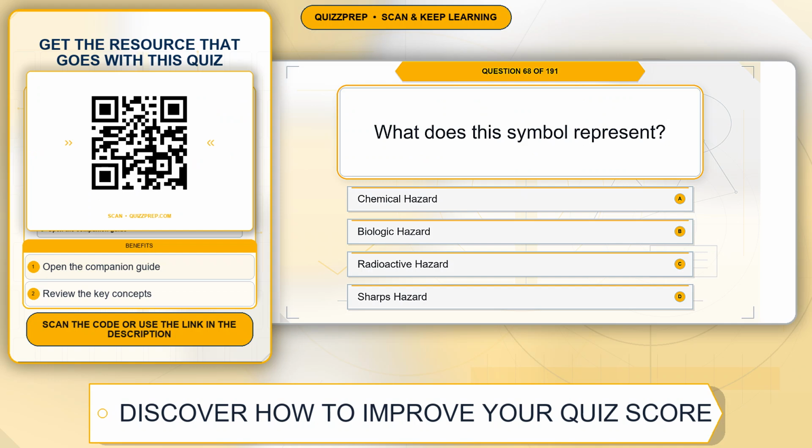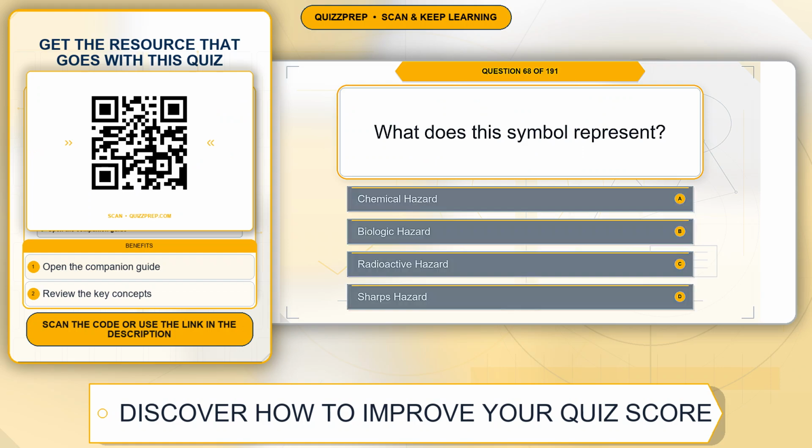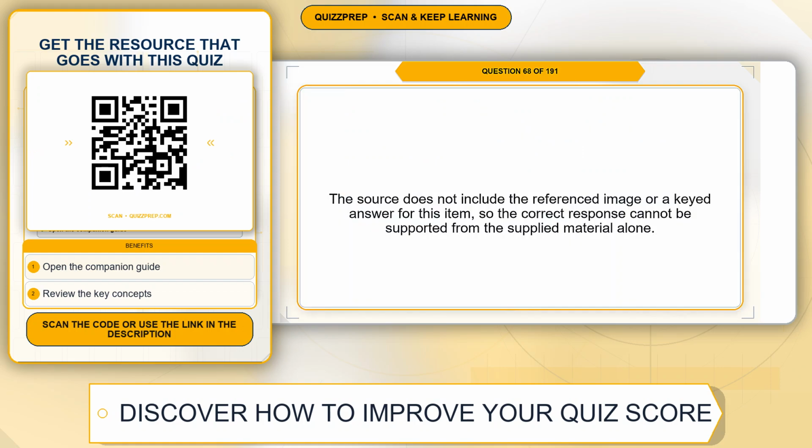Option B, biologic hazard. Option C, radioactive hazard. Option D, Sharp's hazard. The correct answer is now shown. Explanation. The source does not include the referenced image or a keyed answer for this item, so the correct response cannot be supported from the supplied material alone.